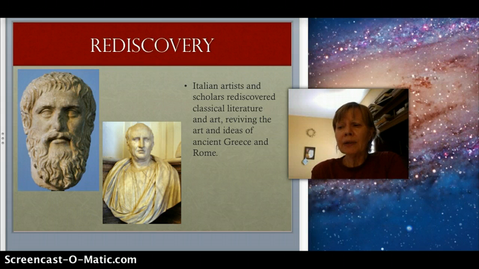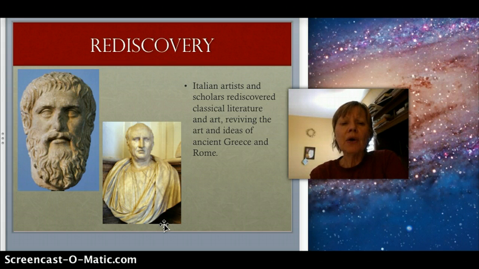As I mentioned earlier, during the Renaissance, some people became interested in the art and ideas of the ancient world. So they wanted to know more about people like Plato and Cicero. Now, the sculpture on the left is of Plato, who is a very famous ancient Greek philosopher. And the bust on the right is of Cicero, who is a celebrated thinker and writer of ancient Rome.